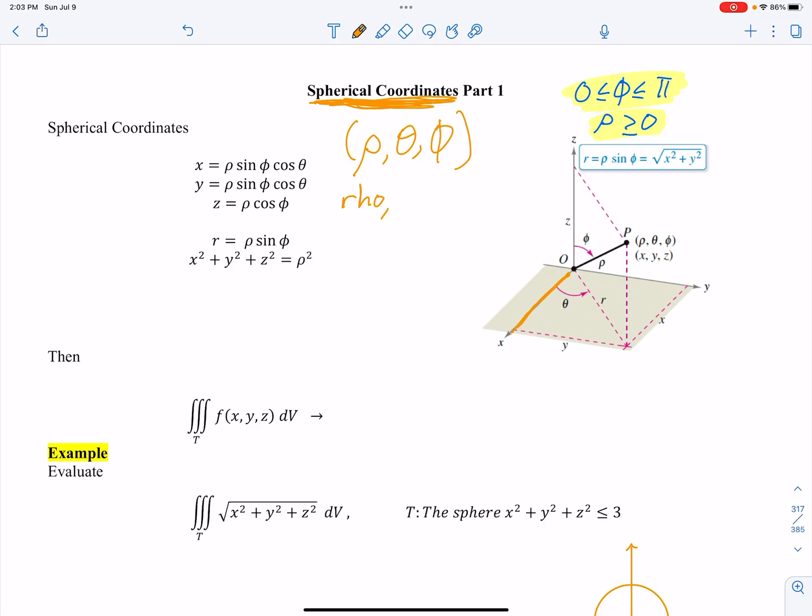One thing I want to mention is rho and r are not the same thing. Rho is the radius of that sphere. It's the same always around it, right? R is the distance on the equator. It's actually the projection of rho down onto the xy plane. So there is a weird relationship there.